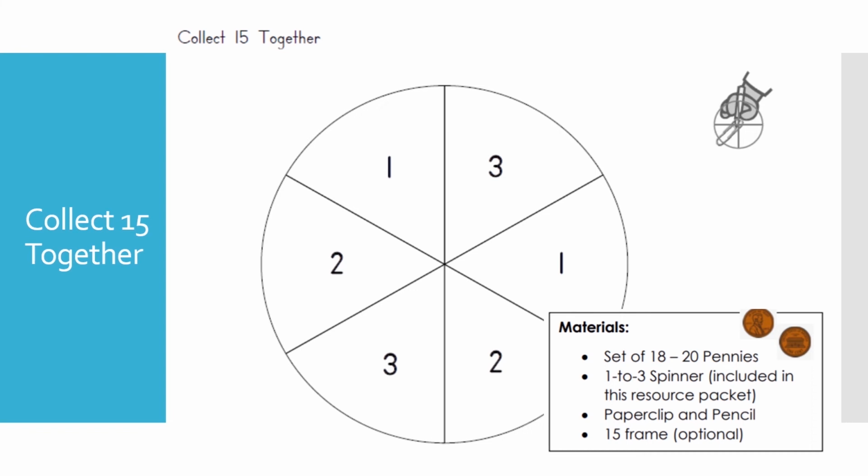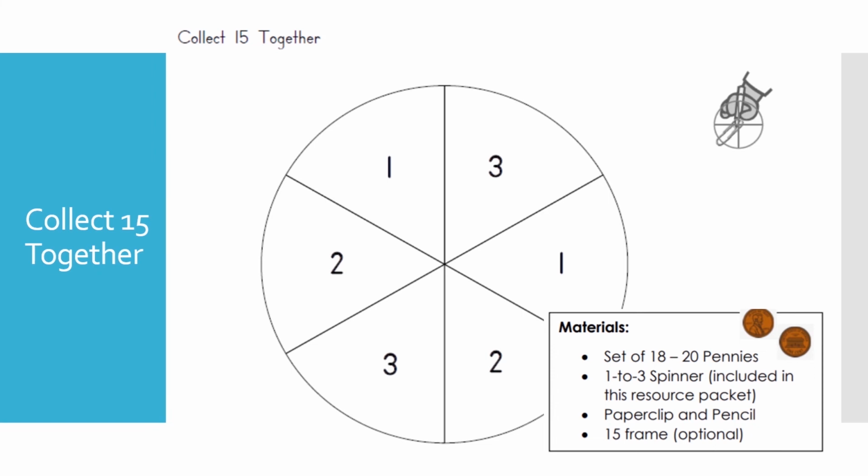So for your materials today, you're going to need a set of pennies, the spinner that's included in this packet, and a paper clip and pencil. Also included in this packet is a 15 frame that you may use if you get stuck or need some help organizing or keeping track of the number of pennies that you have.